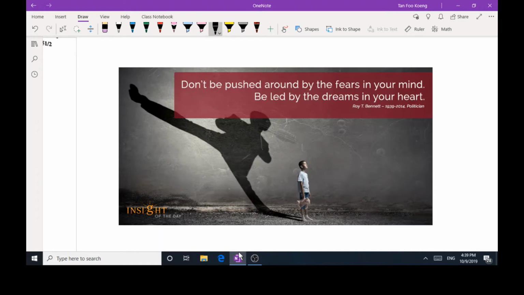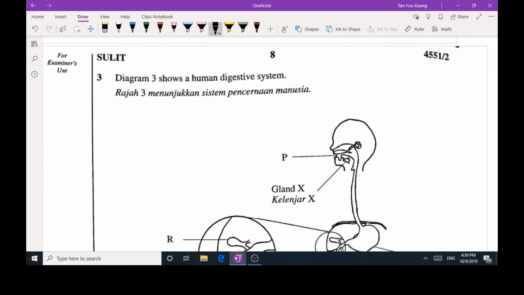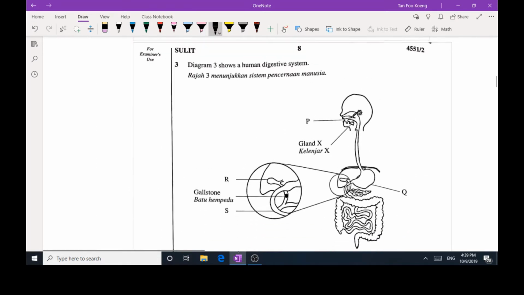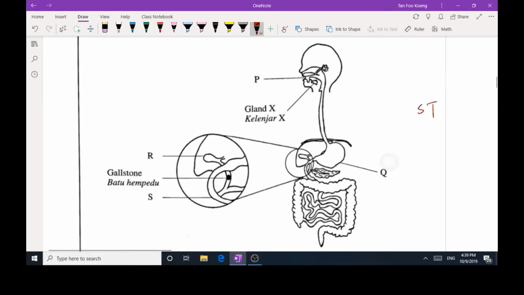So let's move on with question number 3. Diagram 3 shows a human digestive system. This is our stimulus. This is the stem question, and then we are given a stimulus. So let's look at it carefully. P is somewhere at the mouth. So if P is an organ, then P should be the mouth.